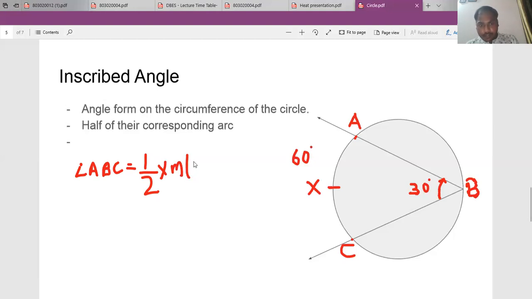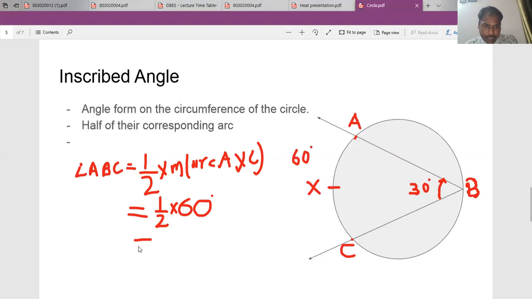You all can see that we will write the name as arc, capital A, and on screen you can see X C. This is the arc name. So now we will substitute the value. Very simple, we will write equal to half into the value that we have, that is 60 degrees. At this place we will write 60 degrees. When we cancel this, two 30s, so we get 30 degree angle.